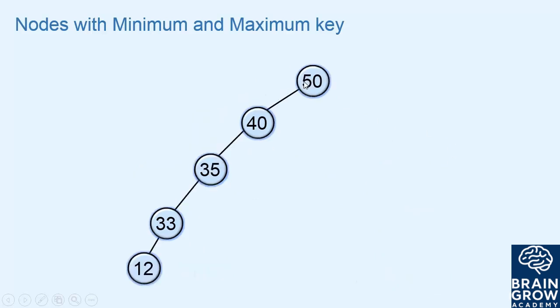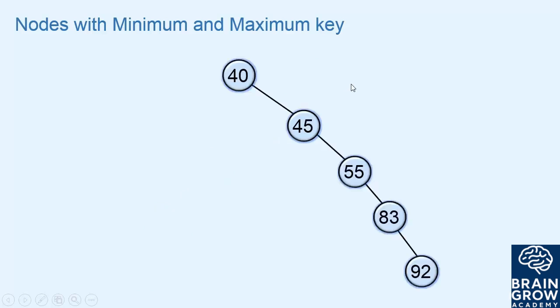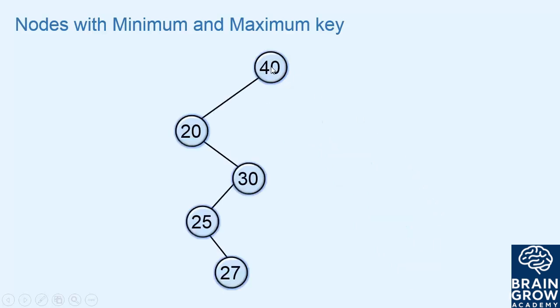Now in this tree, the smallest key is this, and this has no right child, so this is the largest key. In this tree, this is the smallest key and this is the largest key. In this tree, this is the smallest key and this is the largest key.